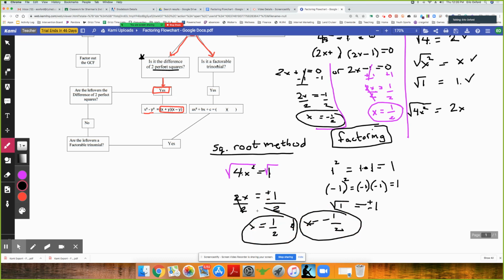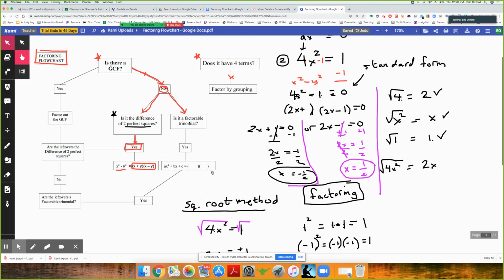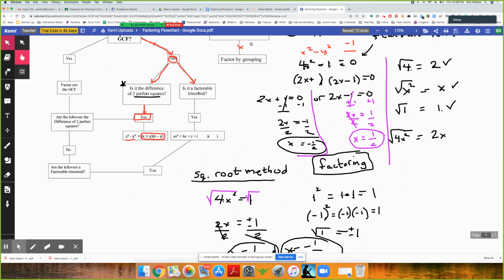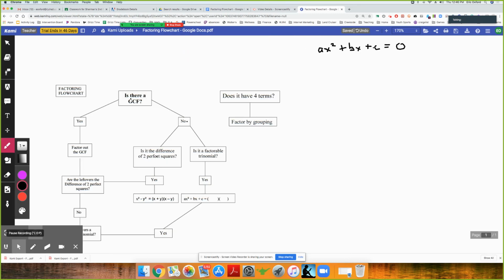And so now it's good if we just look at things and ask questions. Which was faster, the square root method or factoring? I definitely think the square root method was a little quicker. Absolutely, it absolutely was. Okay, so I'm going to pause this recording.